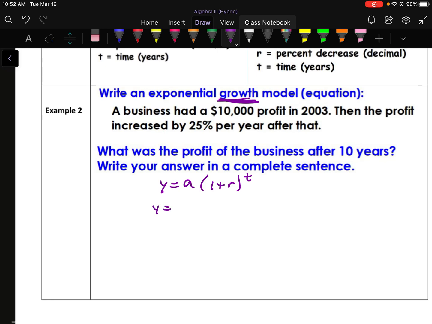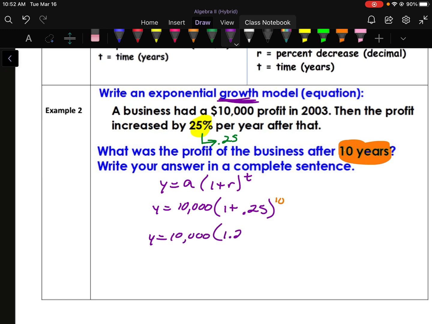So y equals A, our initial amount is 10,000, times 1 plus R. R is my rate as a decimal, so that would be 0.25. And then T is my time. In this example, time would be 10 years. You could just punch it in your calculator like that, or you could clean it up here quickly. So this would just be 1.25 to the 10th power.